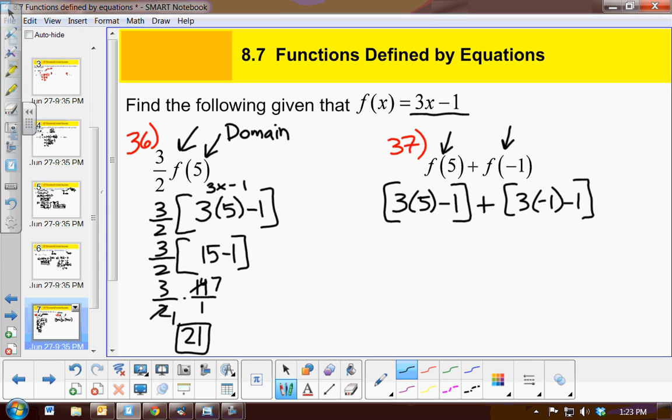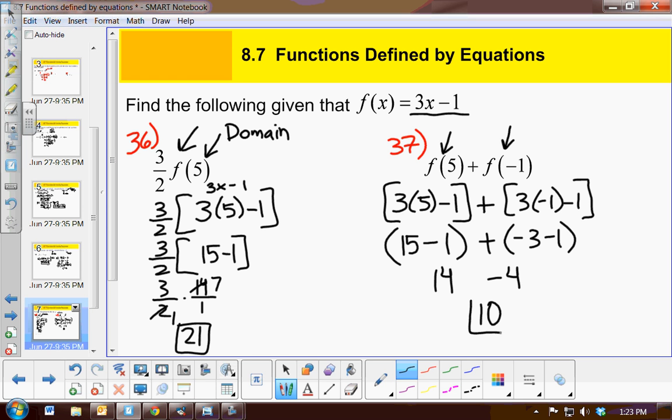So I'm going to do order of operations first. So I get 15 multiplied first minus 1. Okay, so that's one range. And then here, 3 times negative 1 is negative 3 minus 1. So I'm going to have 14 is the range when the domain is 5. And then negative 3 minus 1 is a negative 4. That's the range when the domain is negative 1. 14 minus 4 is 10. Woo! Nice work. Now make sure you answer the questions that are attached below.